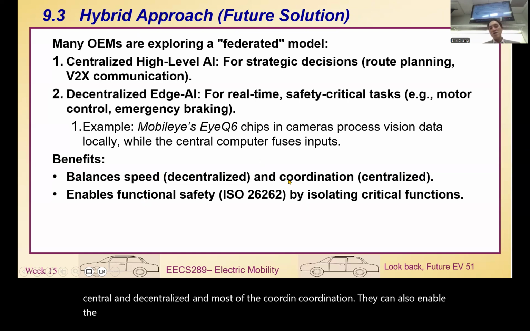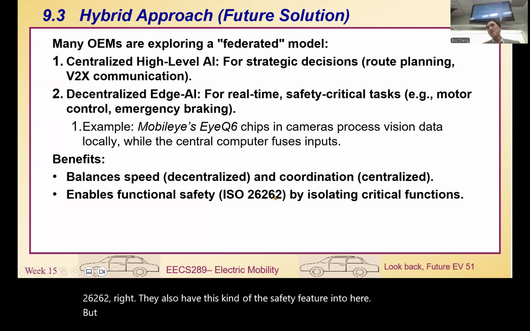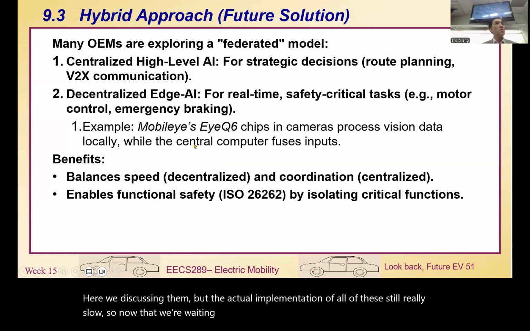All these systems already have international standards, like ISO 26262, and they also have safety features built in. But we still try to implement all this in the future vehicle. Here we're discussing them, but the actual implementation of all of this is still really slow. So now we're waiting for much better computer chips to do the job.